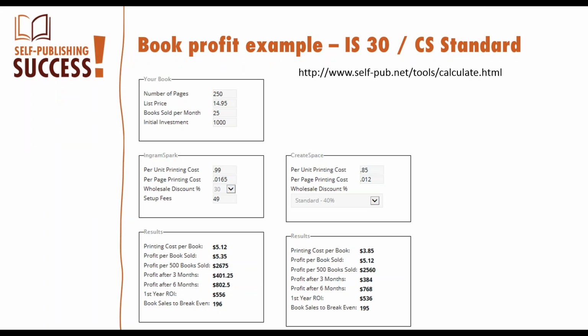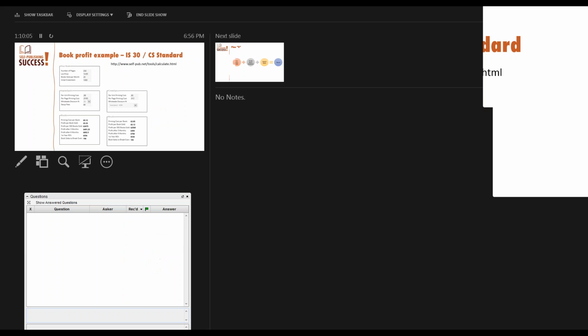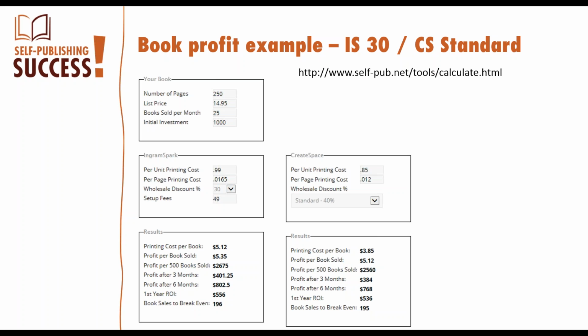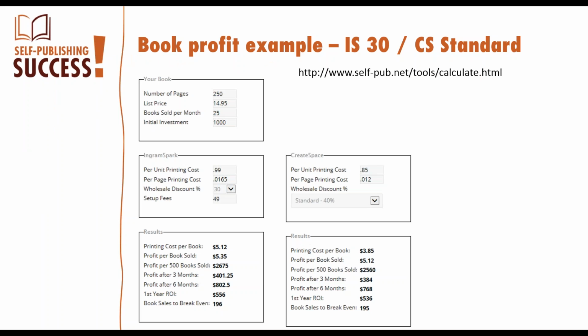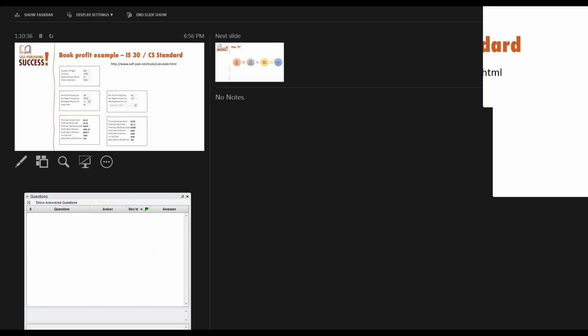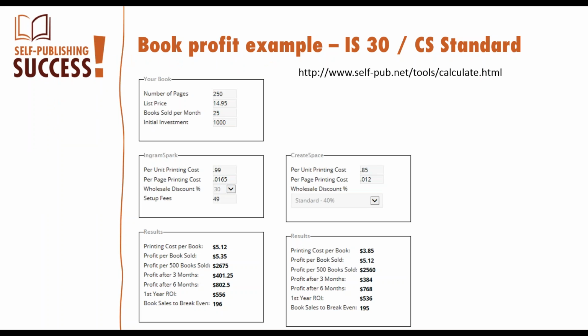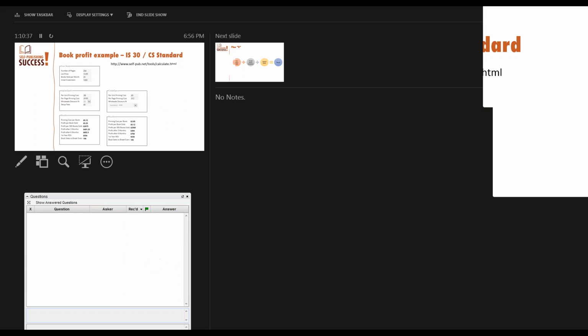I didn't used to suggest that simply because the numbers were a lot more even last month. As of February of this month, Ingram Spark has increased their prices on how much it costs to print a book with them. So this is very recent that their cost has gone up. You see the per page printing cost at Ingram Spark is 0.0165, whereas CreateSpace is 0.012. Ingram Spark used to be 0.013 as early as last month. They have raised their prices. Their per unit printing cost used to be 90 cents compared to CreateSpace's 85. Now it's 99 cents. The costs have increased.